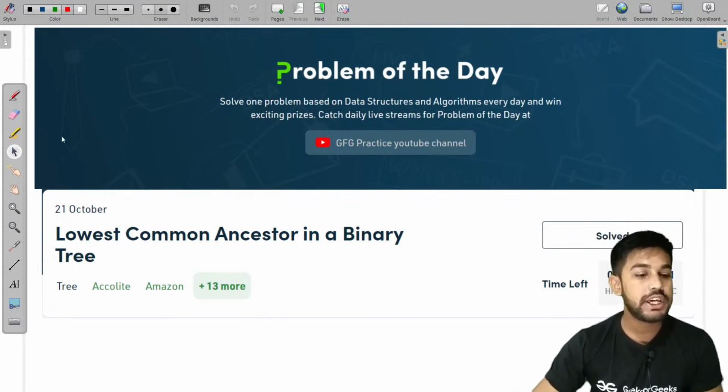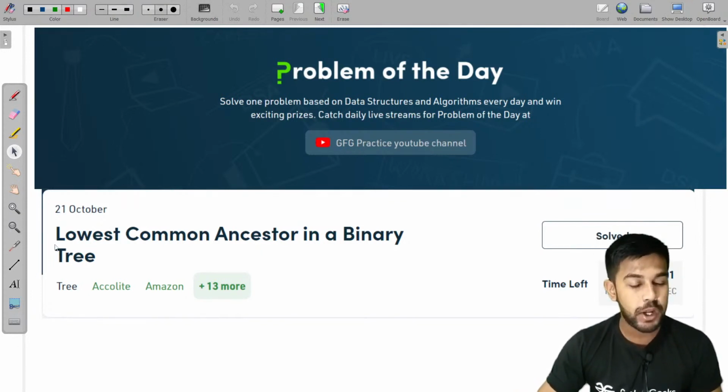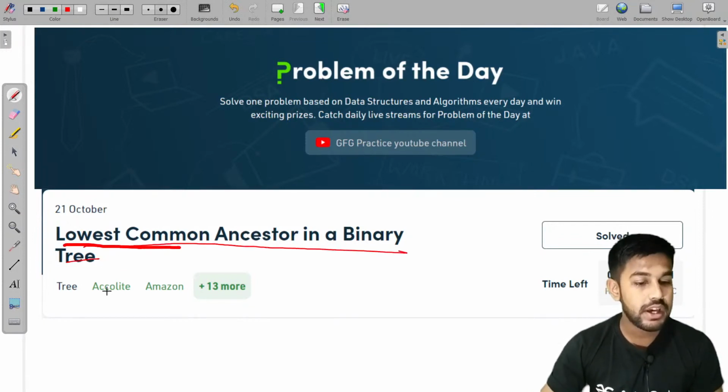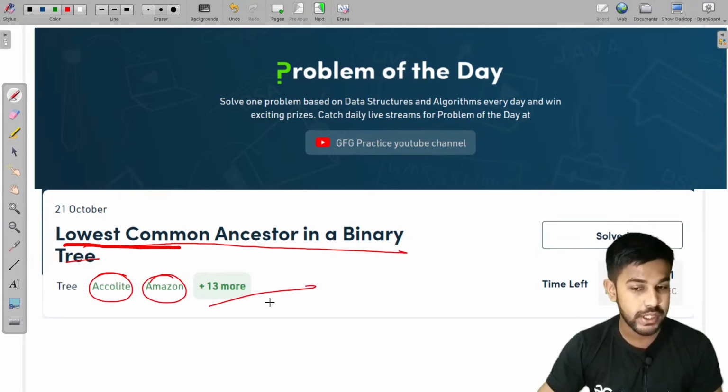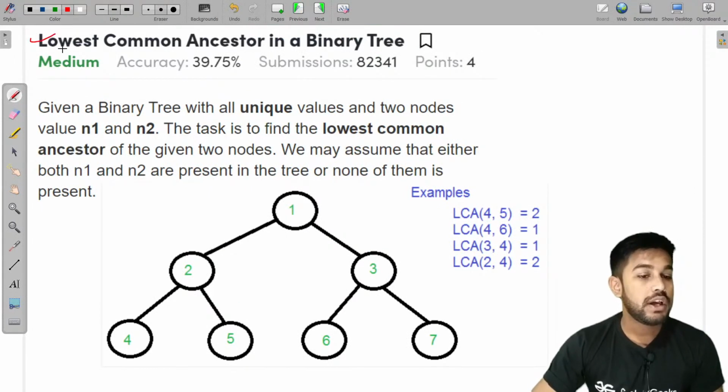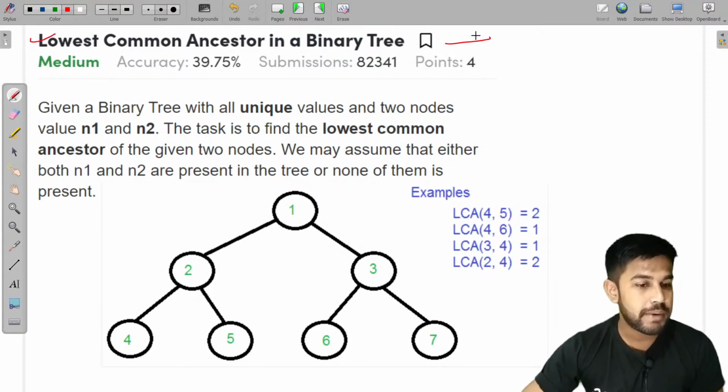Today we would be discussing yesterday's problem of the day, that is lowest common ancestor in a binary tree. This question came in Accolite, Amazon and 313 more companies. As it is given in the question itself, this is a tree question. So now, lowest common ancestor in a binary tree.